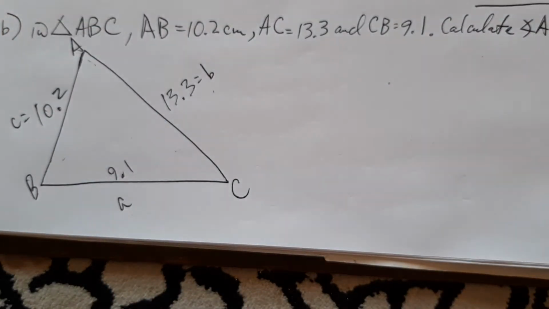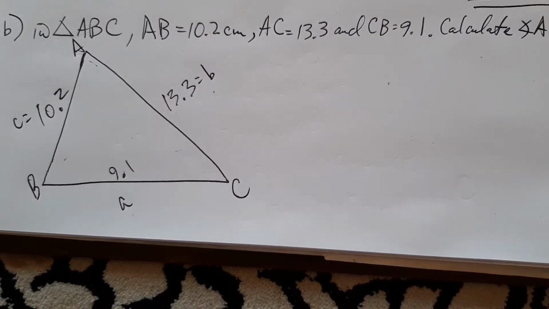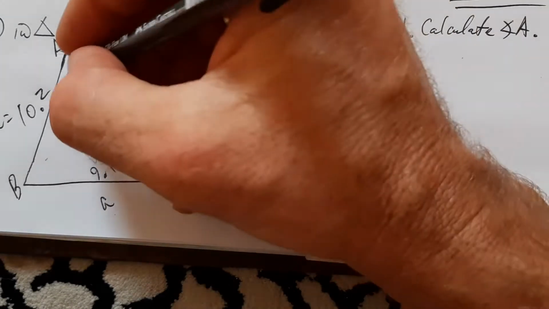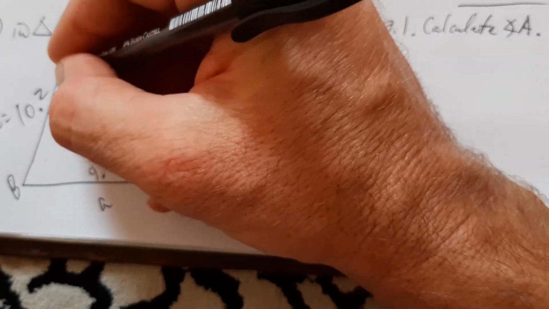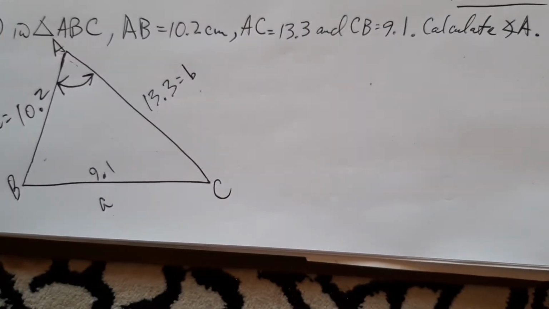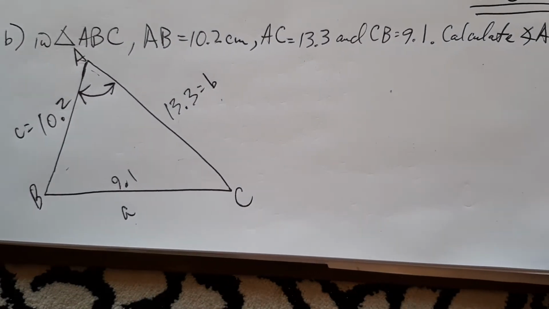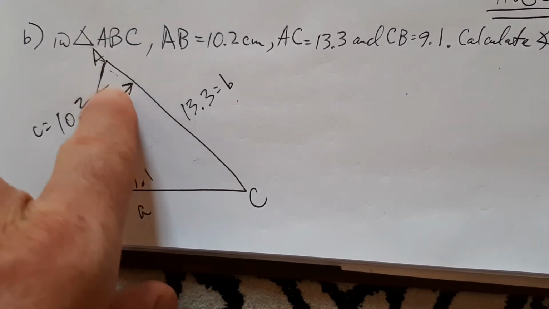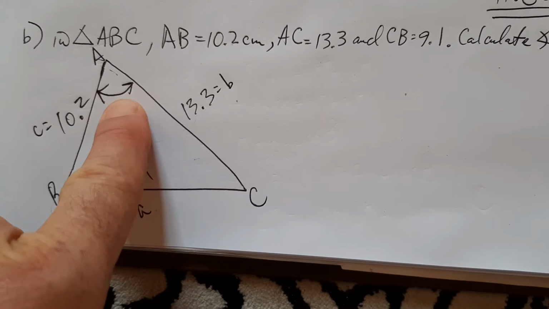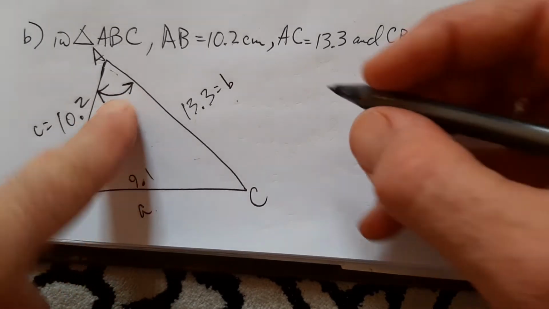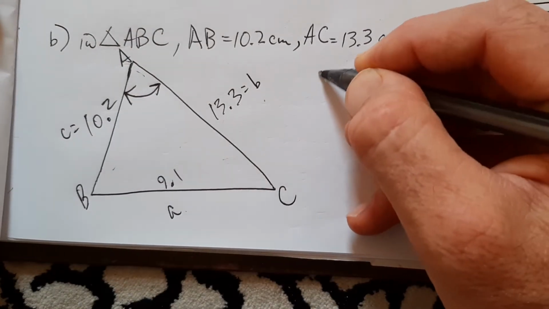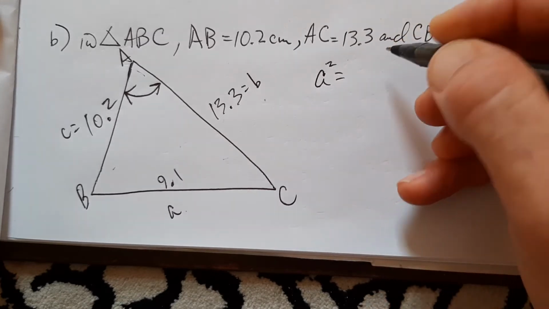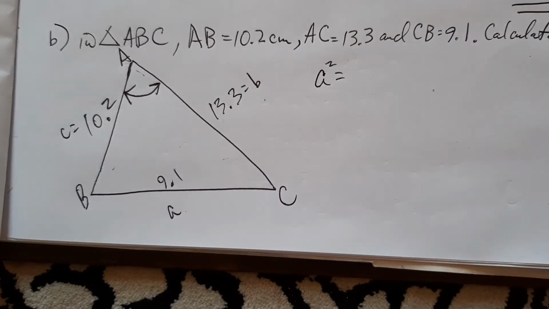Okay, and what do we need to find? Calculate angle A. So it wants us to find angle A. We've got to make sure we line it up right, so we want to deal with this angle. This is the one we want the cosine of. So the one we want the cosine of is going to be a squared equals, and this will look strange.